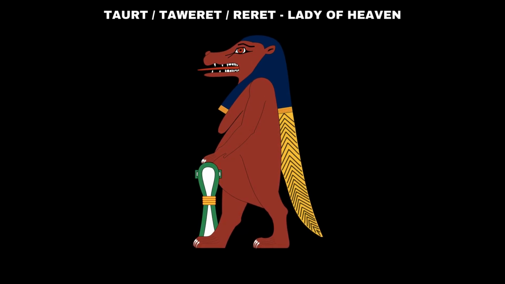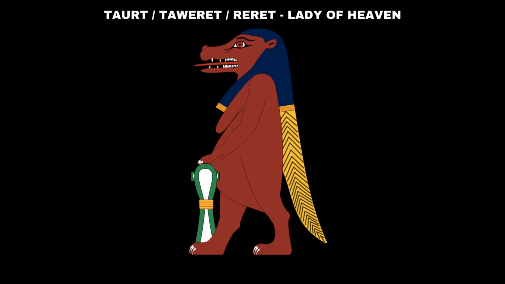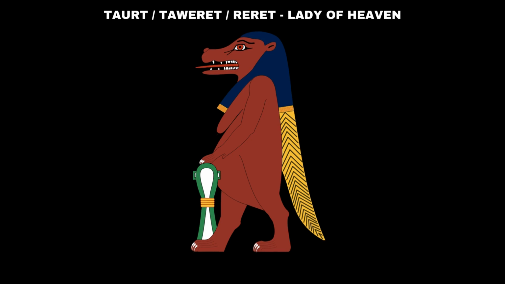In pre-dynastic times, the heavenly protector was not serpentine, but feminine in form. Her name was Taret, or Riret. She was a fertility goddess in the animal form of a hippopotamus. She was known as the Lady of Heaven.